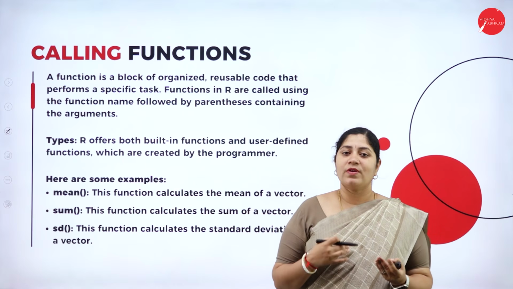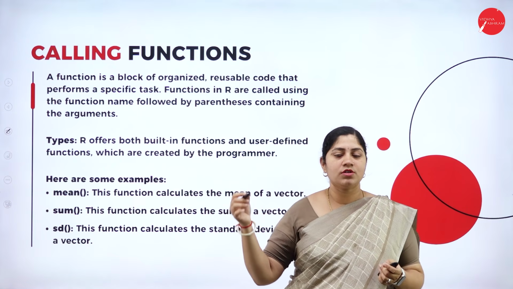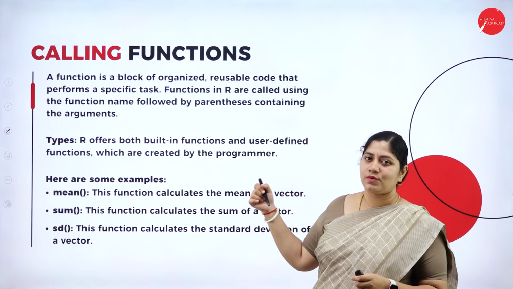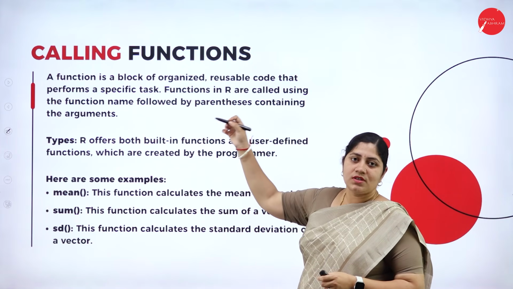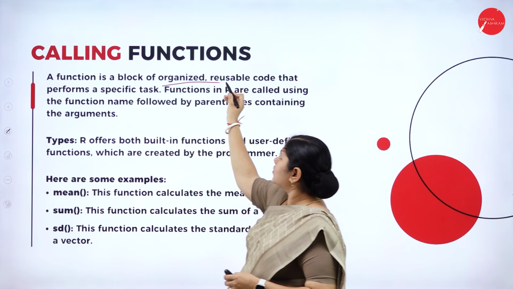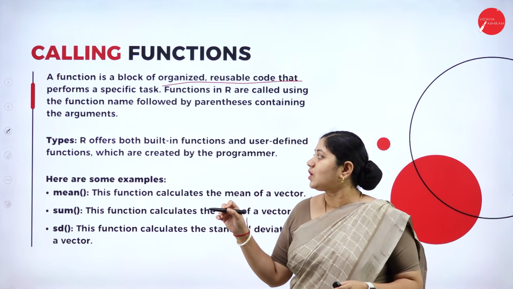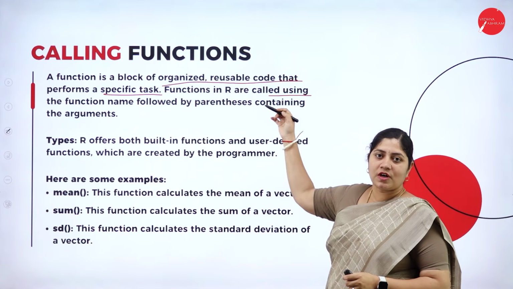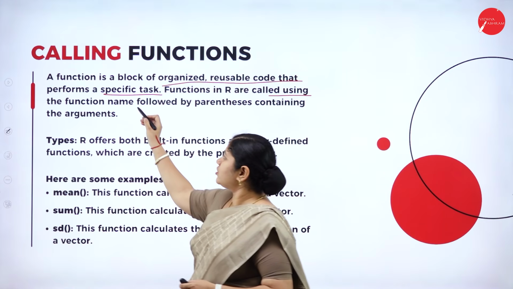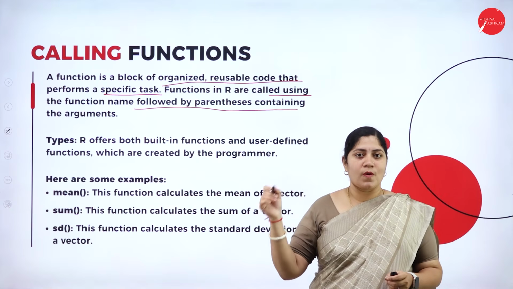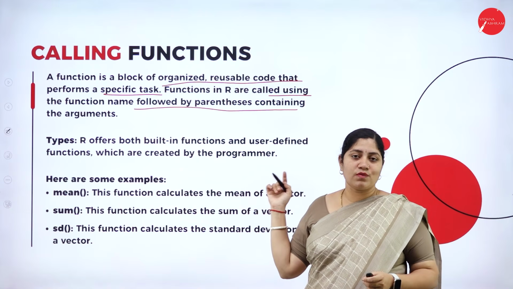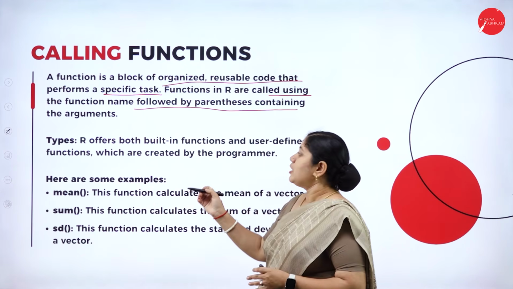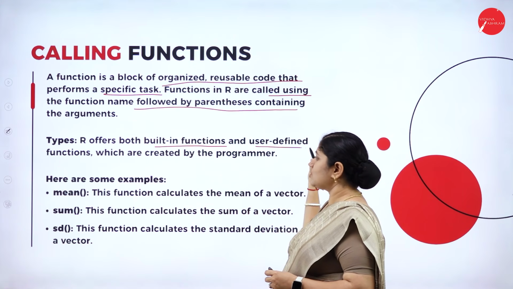As the name itself says, if I need anything, then I need some keyword to call it back, correct? That's where we have to go with calling functions. We can say a function is a block of organized code, and it can be reused according to a requirement, used for a specific task only. And functions in R are called using the function name followed by parentheses containing arguments. That is the syntax format we have defined. Now let's see the different types of functions utilized by R. We have both built-in functions as well as user-defined functions.